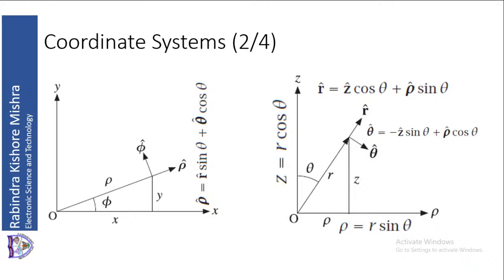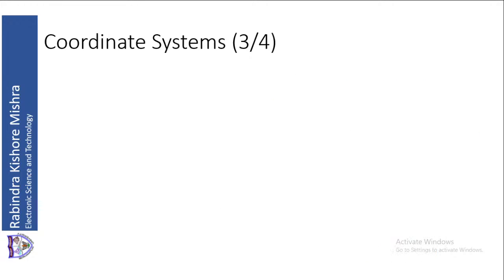Similarly, in the first figure, we have rho cap. So r cap we have got, theta cap we have got. Now what is rho cap? Rho cap is a combination of two vectors, r cap and theta cap. So rho cap will be r cap sin theta plus theta cap cos theta. That also you can see easily. Then z cap is equal to r cap cos theta minus theta cap sin theta.